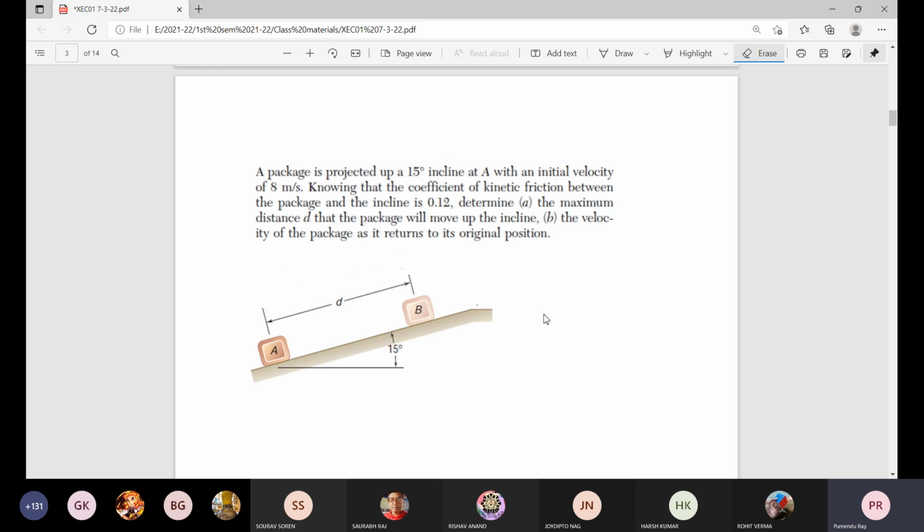This kind of simple problem definitely you have experienced: a package is projected up a 15-degree incline at A with an initial velocity of 8 meters per second. Knowing that the coefficient of kinetic friction between the package and the incline is 0.12, determine the maximum distance d that the package will move up the incline, and the velocity of the package as it returns to its original position. So part A is the normal type.